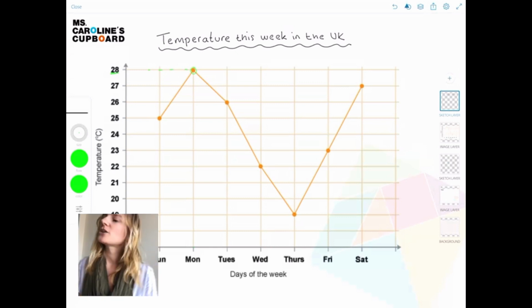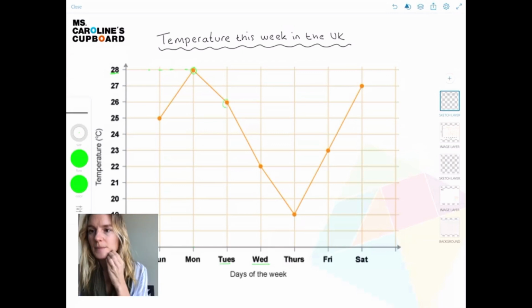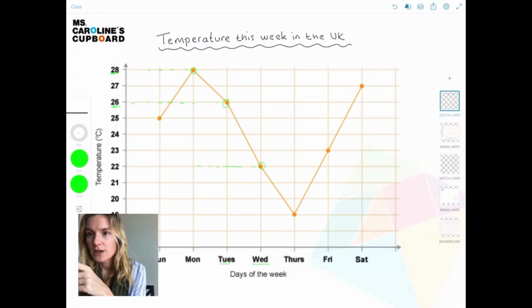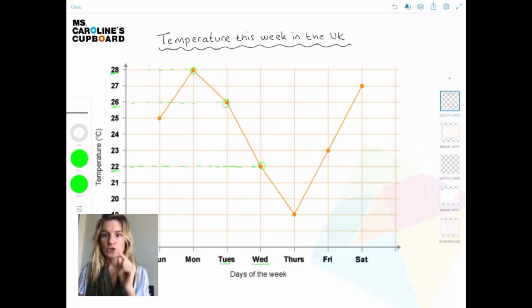Good. Let's try another question. What's the difference in temperature between Tuesday and Wednesday? So first of all, let's find Tuesday's temperature. It was, go across, 26 degrees. And then let's look at Wednesday's temperature, up to the point and across. It was 22 degrees. So 26 and 22, what's the difference? Let's count up from 22: 23, 24, 25, 26. 4 degrees difference. So there's 4 degrees difference in temperature. That was easy.